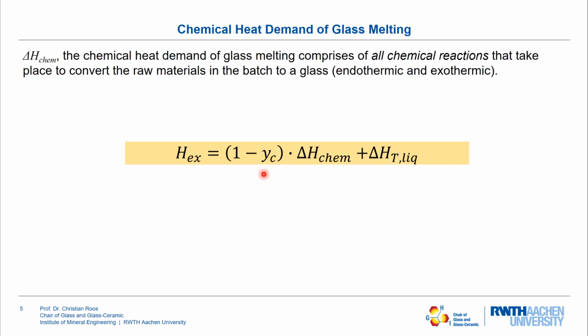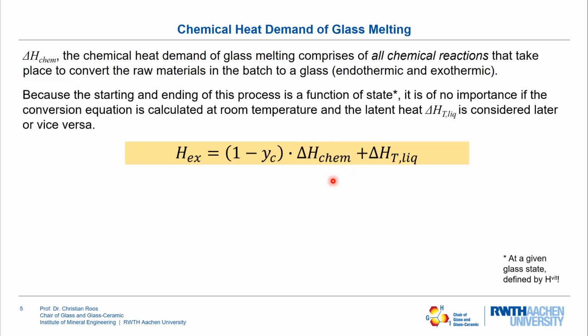First we have the chemical heat demand, so the energy that is needed to transform the raw materials. The processes taking place in the glass transformation are mainly endothermic. Just rarely do exothermic processes take place. So there is a heat demand for conversion of the raw materials. Because the starting and the ending of this conversion process is a function of state, it is of no importance if the conversion calculation is done at room temperature and then the respective latent heat is added, or vice versa.